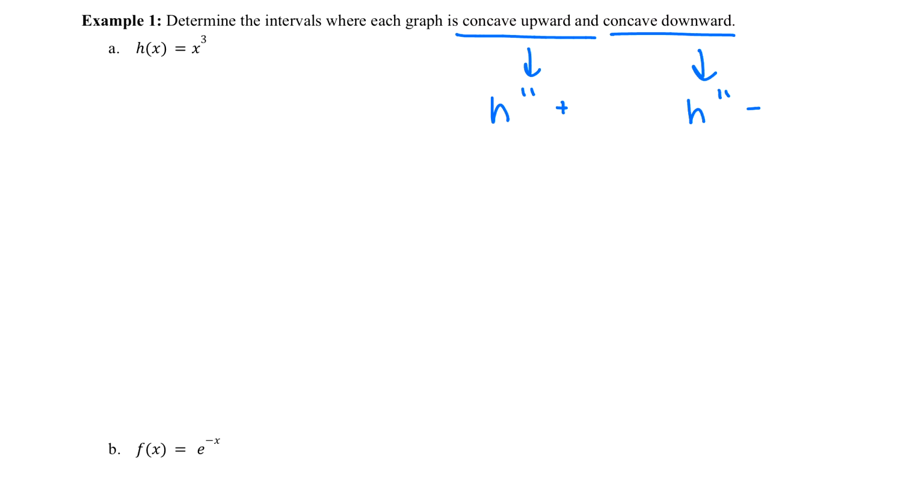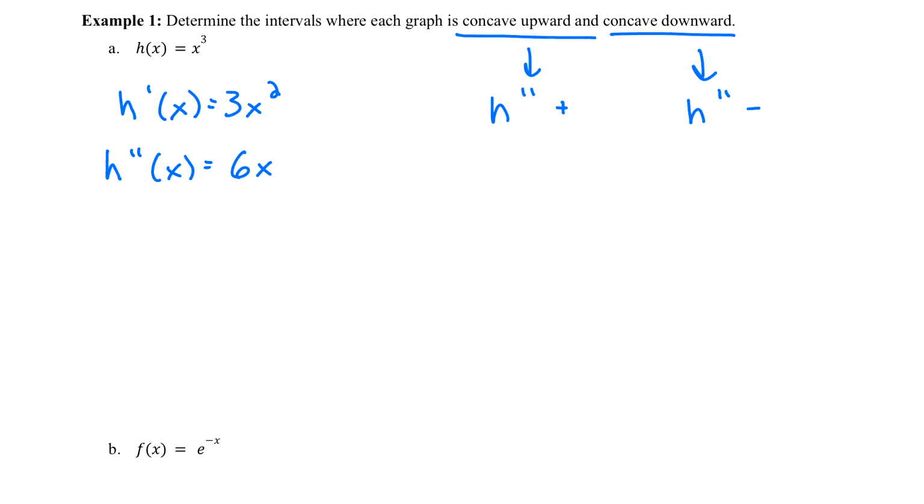So first things first, I've got to find my second derivative. I can't find my second derivative without finding my first derivative. So here I'm starting with h of x equals x cubed. The first derivative, h prime of x, is 3x squared. Remember, for concavity, we want the second derivative, which means I've got to take the derivative one more time. h double prime of x is equal to 6x here.